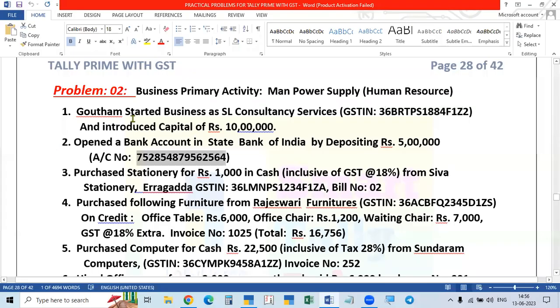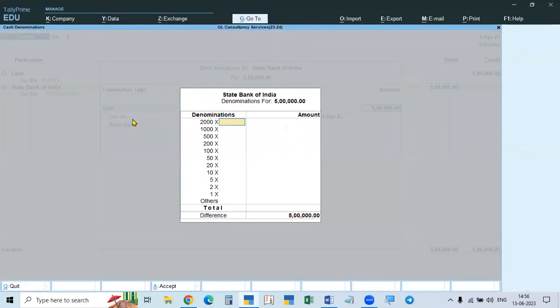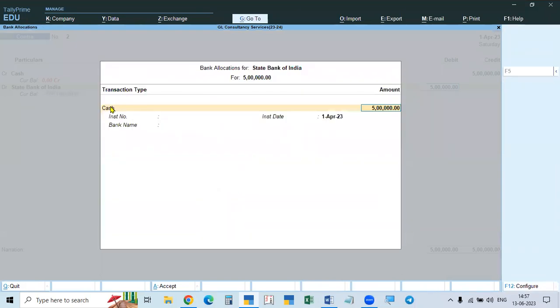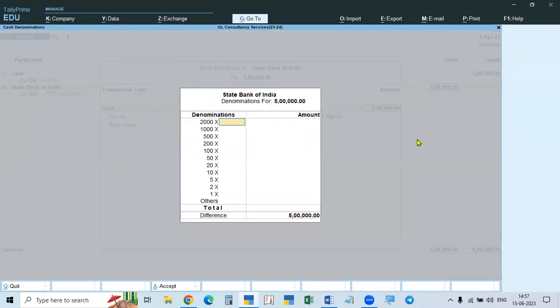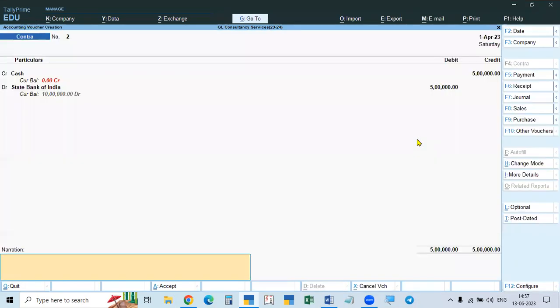Here we deposited cash. That's why it will ask for the transaction type, which is cash. It will ask for the denomination, so we'll enter 2000 rupee notes, 250 of them. So it will be 5 lakhs. Okay, over.